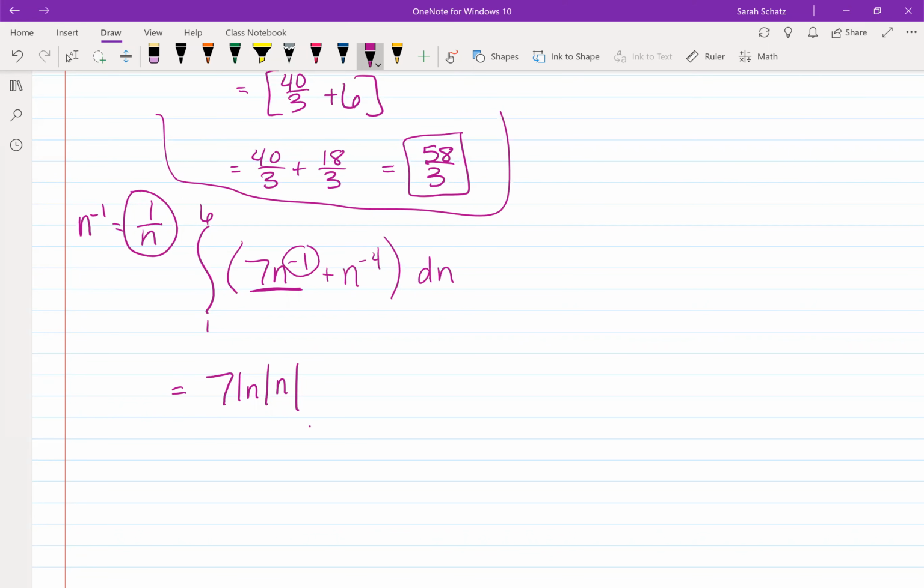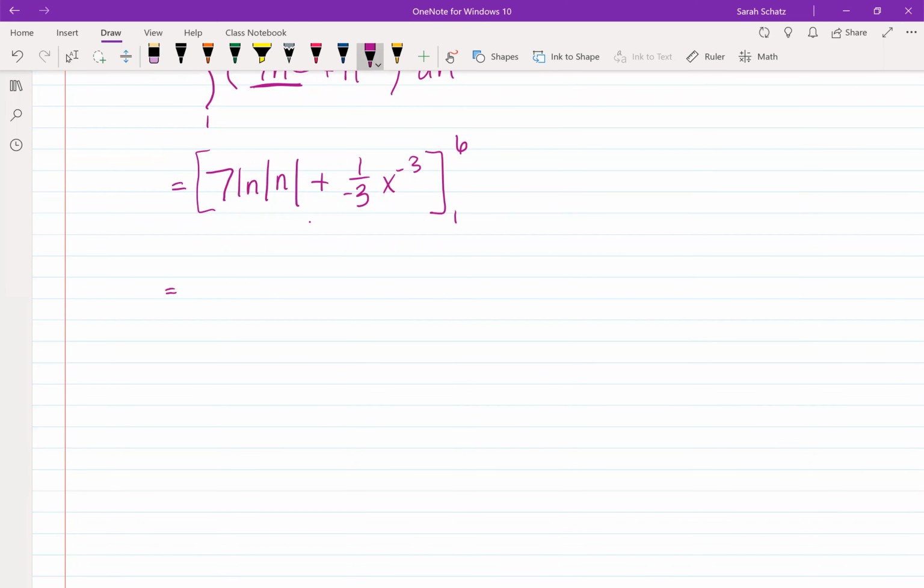And this n to the negative 4, we can absolutely just use the power rule here. So if your power is negative 4, think about your n plus 1 being negative 3. So you're going to have 1 over negative 3 x to the negative 3. And we're going to take this from 1 to 6.